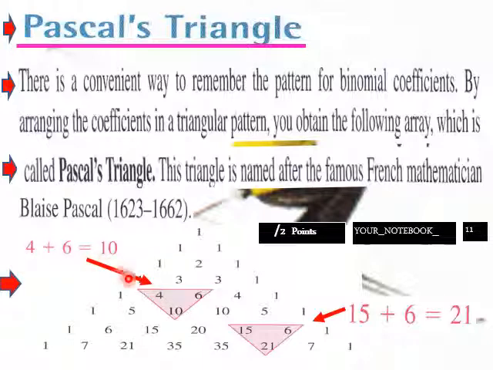So 4 plus 6 would equal 10 here. This is an example here of how this works. These are your coefficients here depending upon the size of your expansion here. Rows 0, 1, 2, 3, 4, 5, 6, and 7 down here.